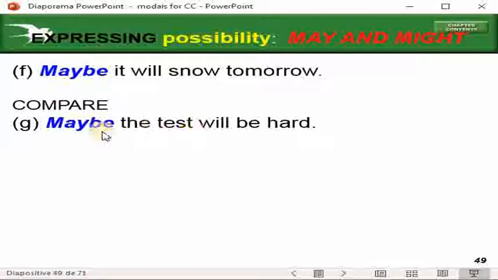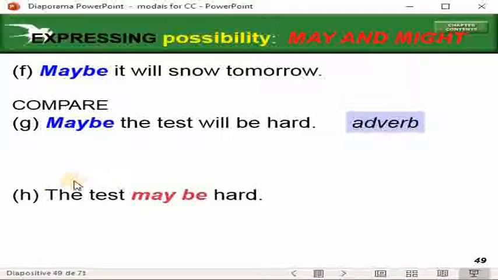Let's compare this sentence with another sentence. Maybe the test will be hard. So here maybe is an adverb. It is one word and it is used as an adverb because it is at the beginning of the sentence, followed by the subject and the verb in the simple future. Let's compare it with this example. The test may be hard.